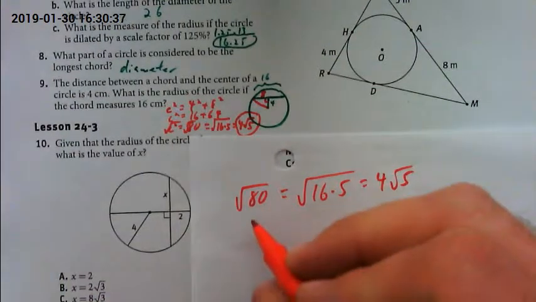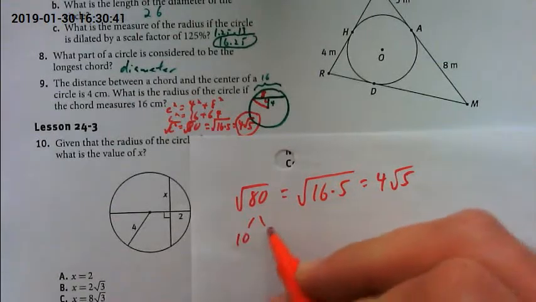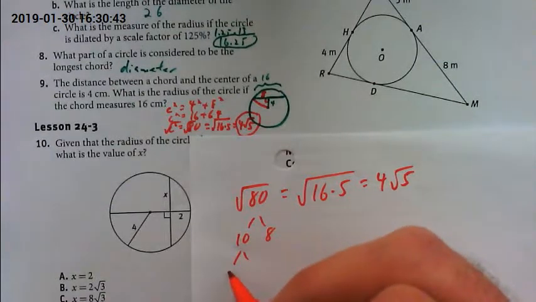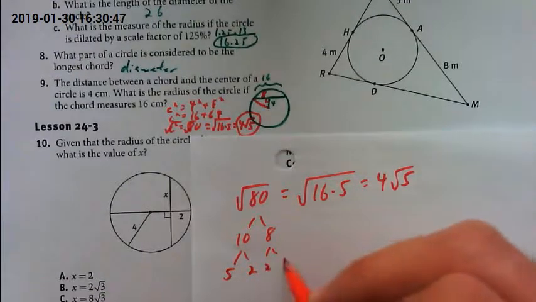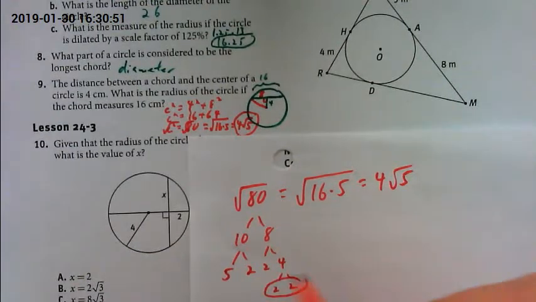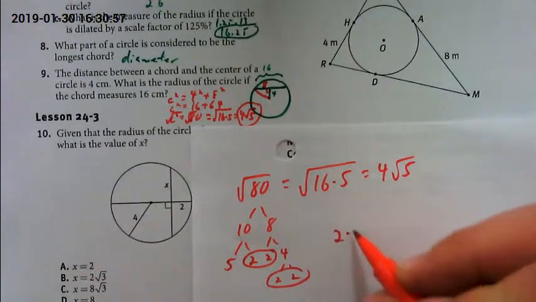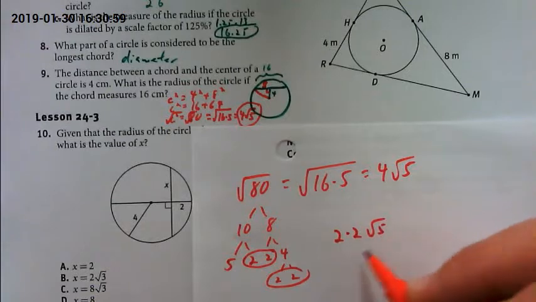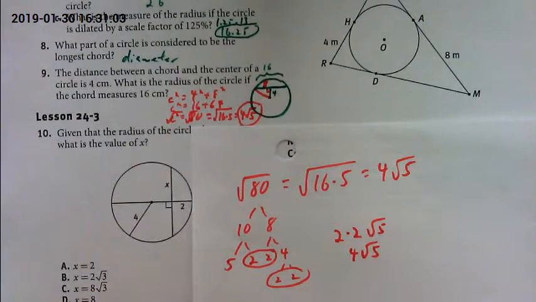The other method is your factor tree. If you want to do a factor tree, you can find factors that go into 80, like 10 and 8. 10 could be 5 and 2. 8 could be 2 and 4. 4 would be 2 and 2. So we have two 2's, and another set of two 2's. So 2 2's come out, the 5 stays under. Gives you 4 radical 5. Both ways give you the same answer.